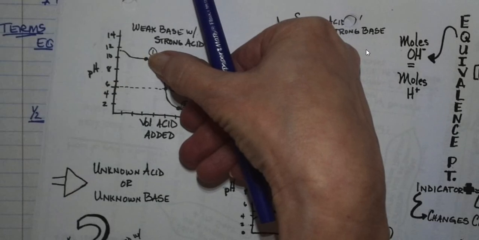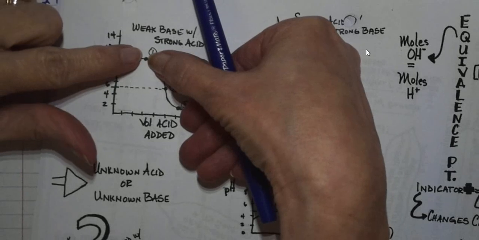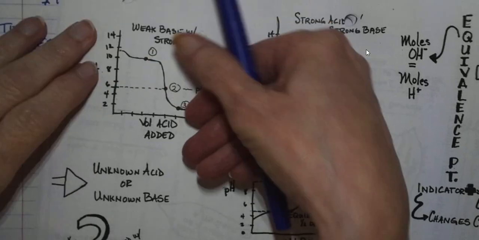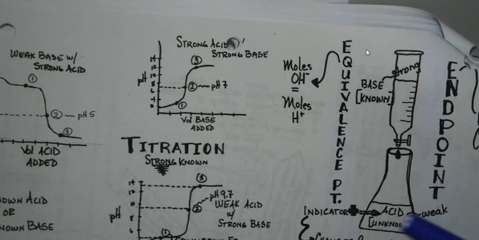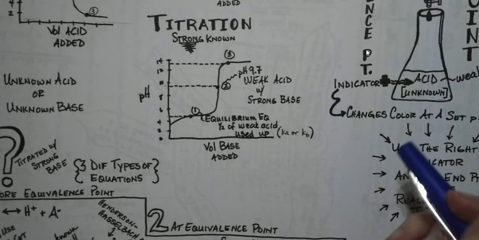In the same sense, if we have a strong acid, where's my other one? If I have a weak acid with a strong base, so I know I'm starting out as an acid, but it's not close to 4, maybe around 3.